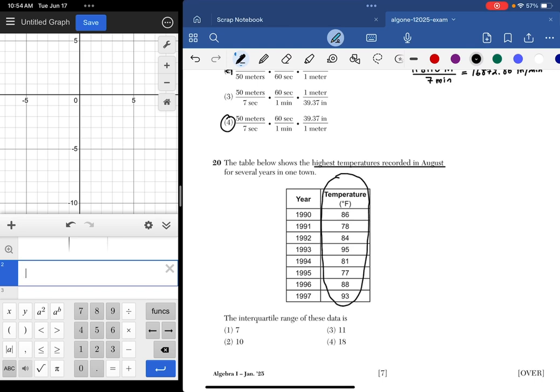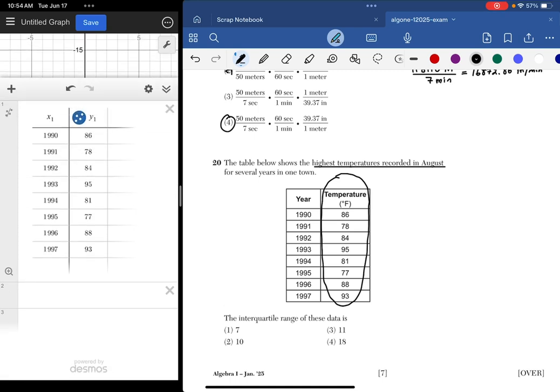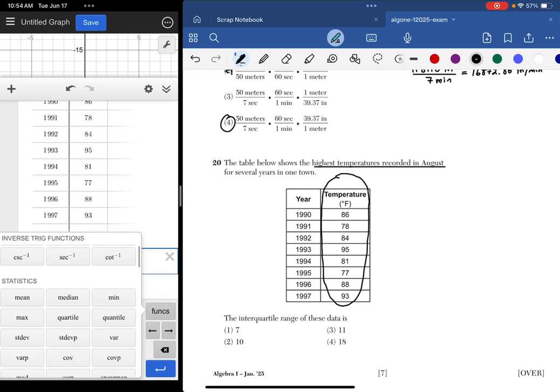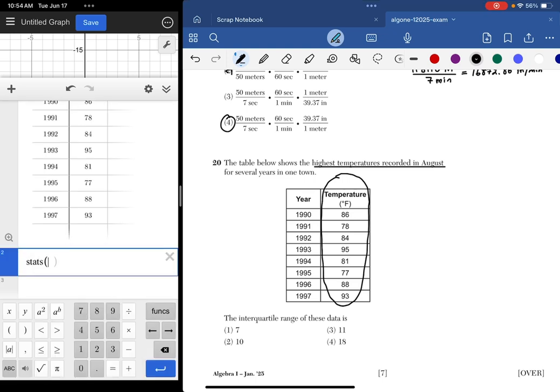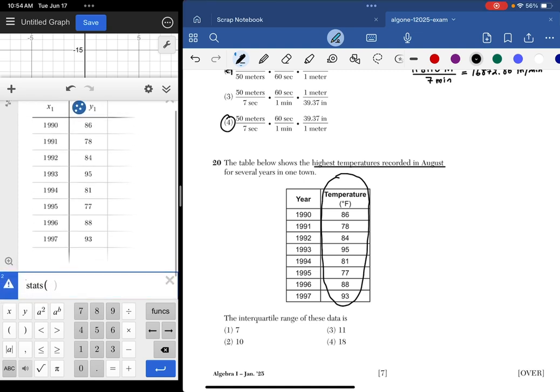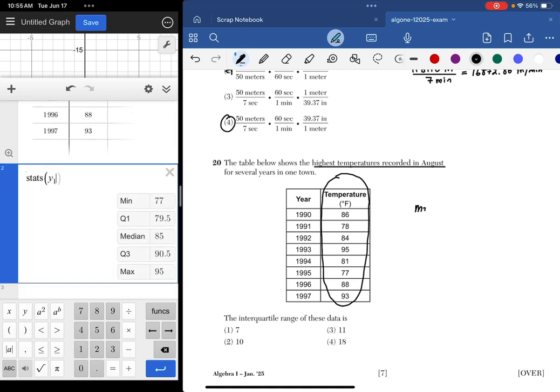You think of the years as like labels, right? So you might say, oh, okay, we waste some time. That's not the end of the world. It's not like I have to delete it and do it again. All I'd have to do is go into stats and type in the previous example that we did related to this idea, it was X1, but the data I care about is in Y1, so I'll type Y1. That gets me my 5-number summary, which I'll make a note of here.